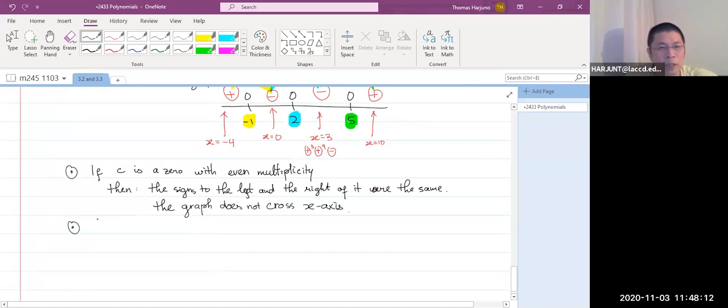If c is a 0 with odd multiplicity, then first, the signs to the left and to the right are opposite.